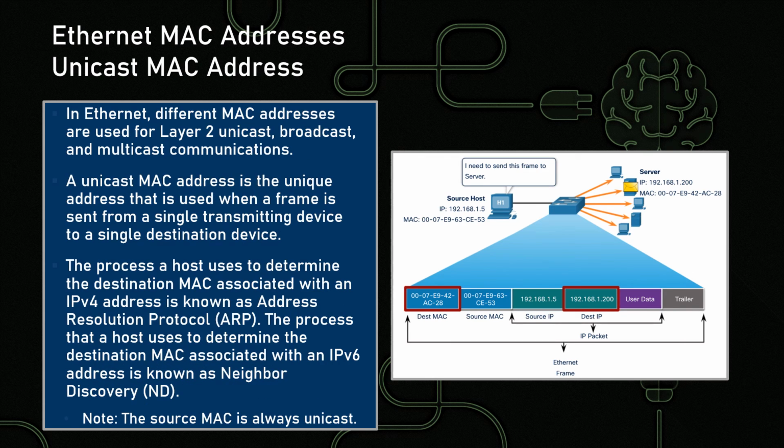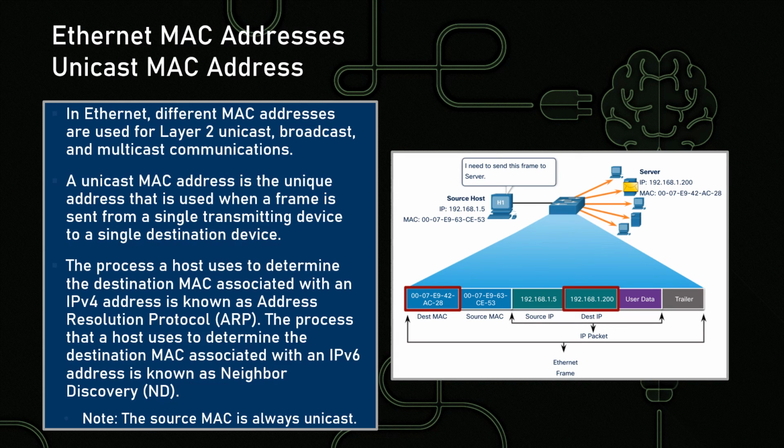In Ethernet, different MAC addresses are used for layer 2 broadcast, unicast, and multicast communications. A unicast MAC is when the unique address is generated for a frame sent from a single transmitting device to a single destination device. So that is the physical MAC that is used. When we talk about the MAC that is stamped in, that is your unicast.